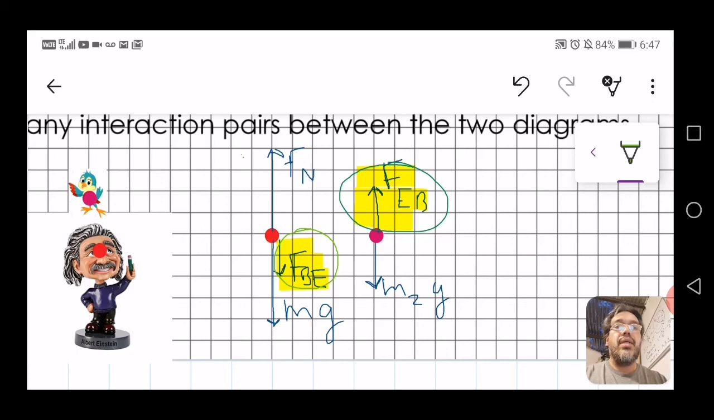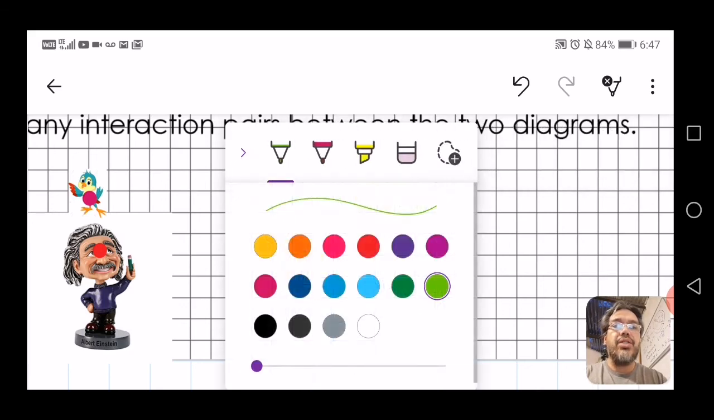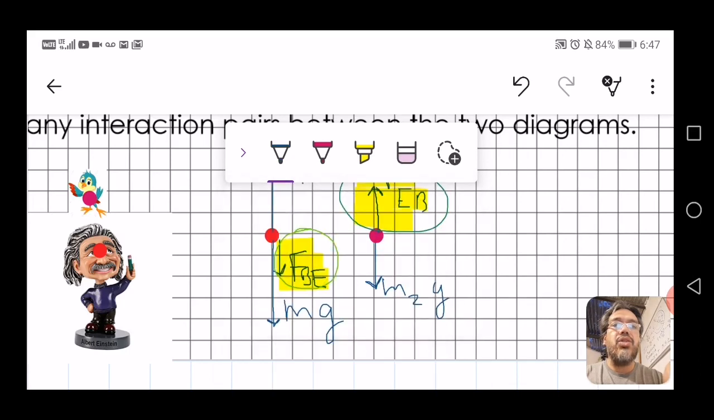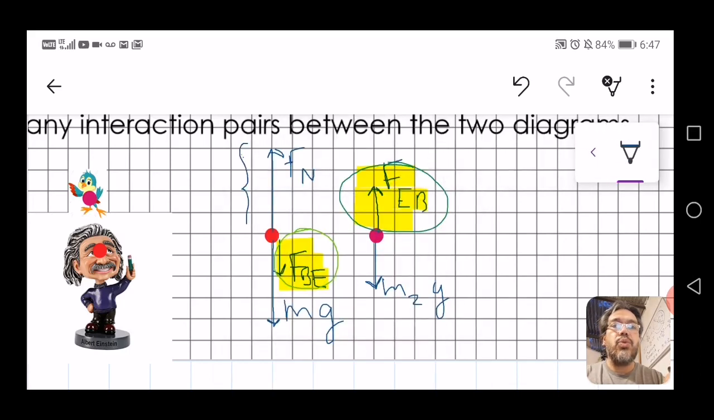Therefore, one of the consequences of the third law is that the normal force exerted by the ground is actually not equal to Einstein's weight. It is rather equal to Einstein plus the bird's weight.